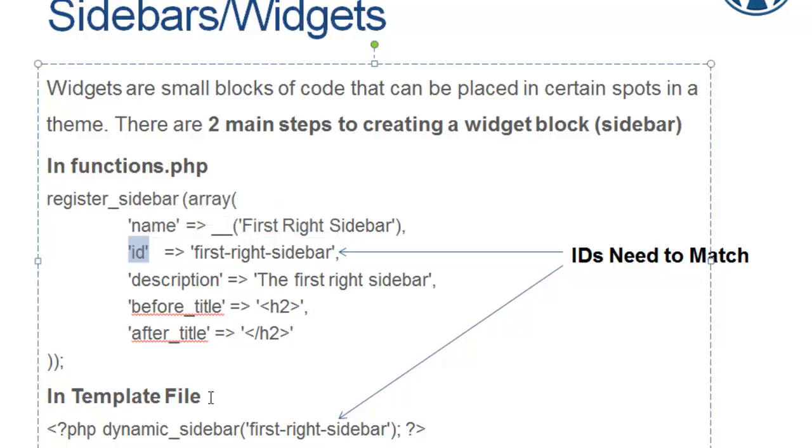A description, and then you can have this before title and after title, so this would insert the H2 tags for the widget title. And then in the template file, or wherever you want to display this first right sidebar widget, you need to use the dynamic sidebar function and then have the ID of the sidebar or the widget position that you want to use. So these two need to match. Okay, so if you're getting overwhelmed because of the array and stuff, it's pretty easy. It's pretty standard for any kind of position or sidebar. So it's actually really easy once you get used to it.